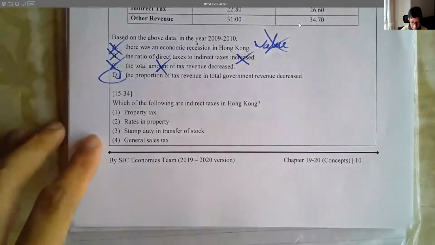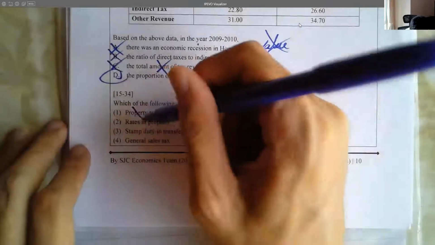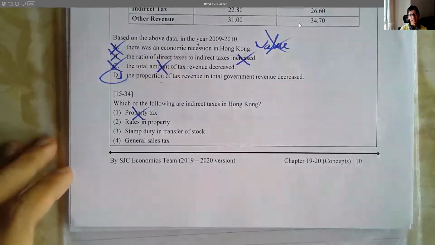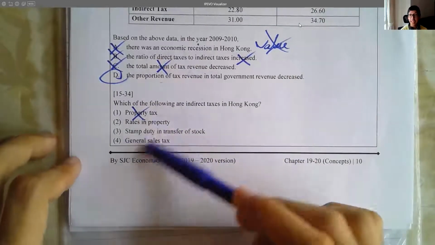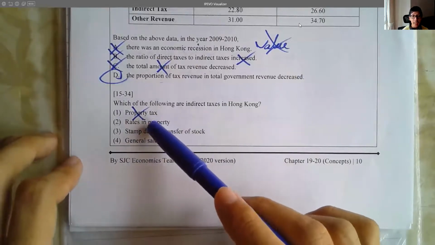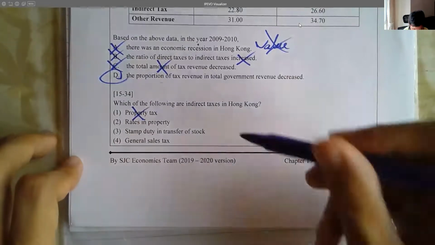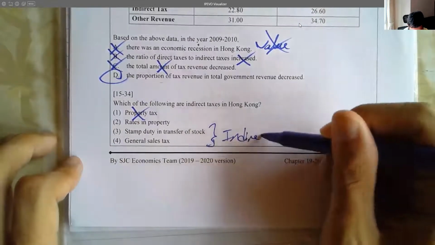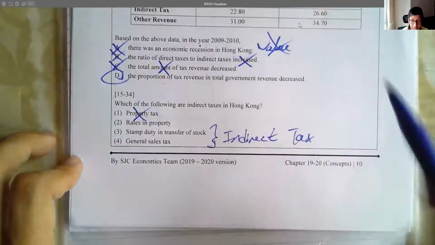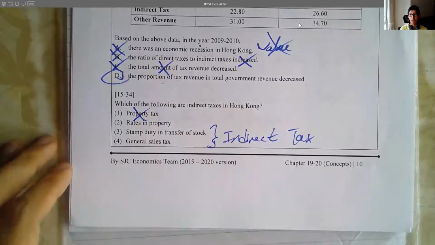First of all, remember in Hong Kong, direct tax only three, right? Property tax, salary, and income. Okay, so out of these four, only number one is direct tax. So the other three would be indirect tax.